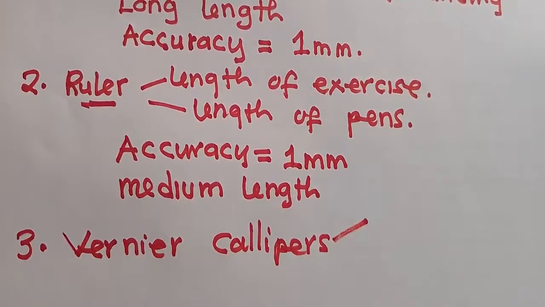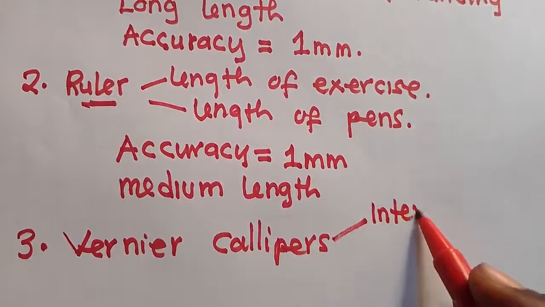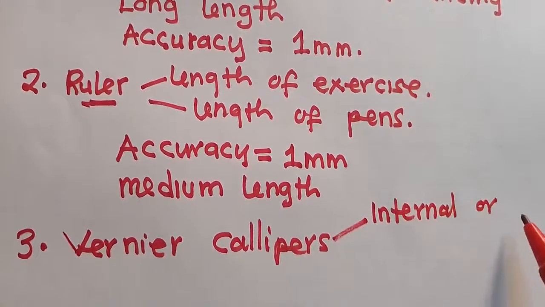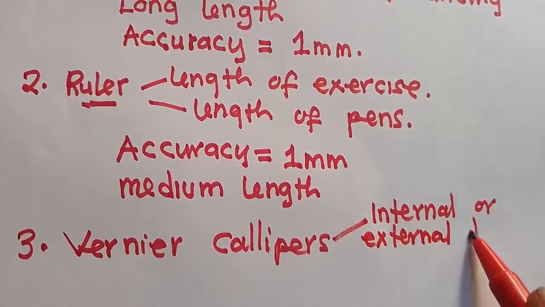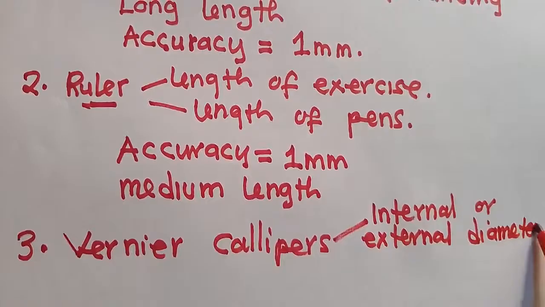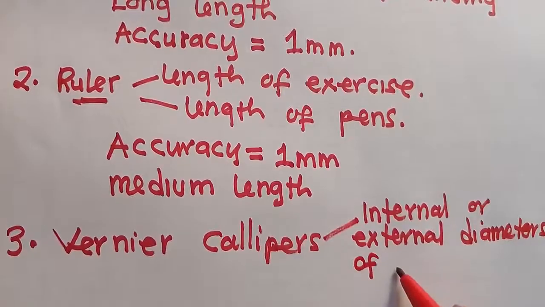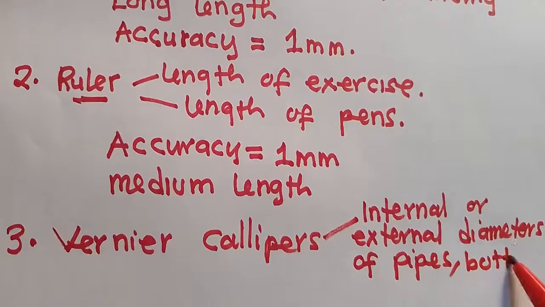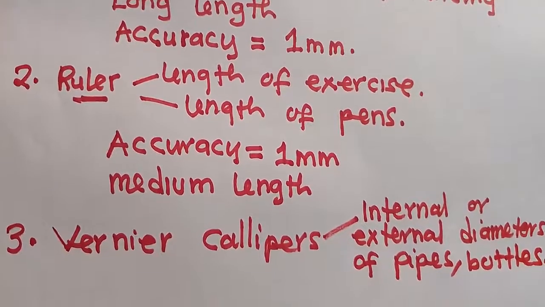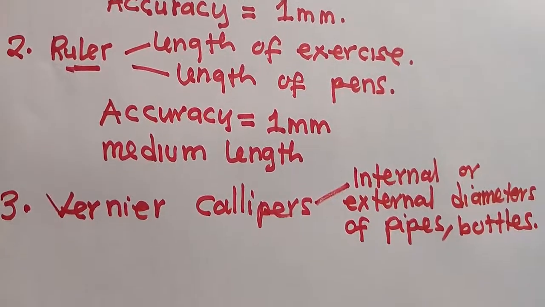What is the Vernier calipers used to measure? Vernier calipers is used to measure internal or external diameters of pipes. We also talk of bottles. We get to use a Vernier calipers. This is what you need to know and understand.